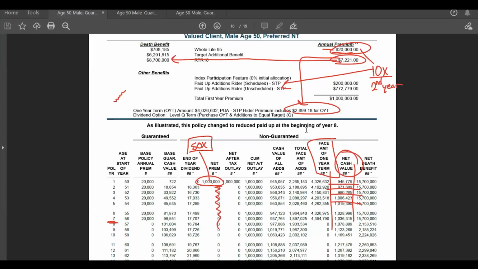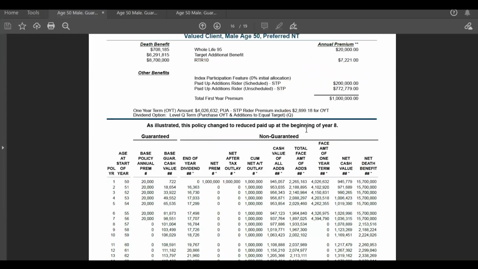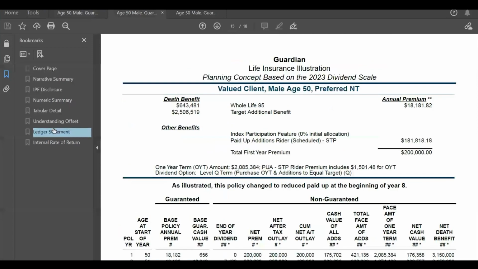What's happening is, again, the policy is paying for this $20,000 premium and the term rider cost, which we do not see on this page of the illustration. It's an added report we can include. Then, in this example, there's your 5-pay.